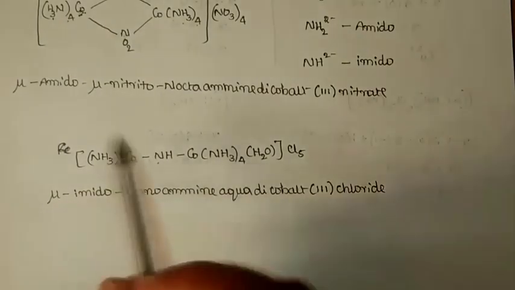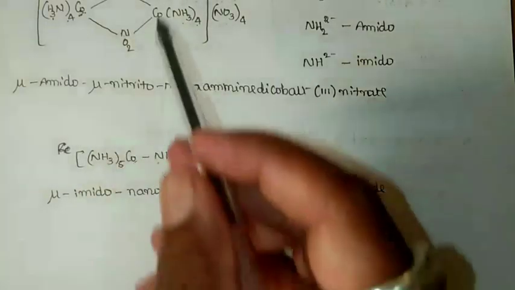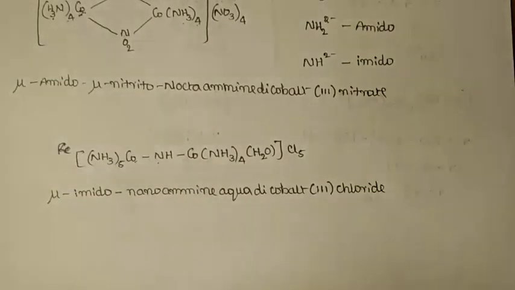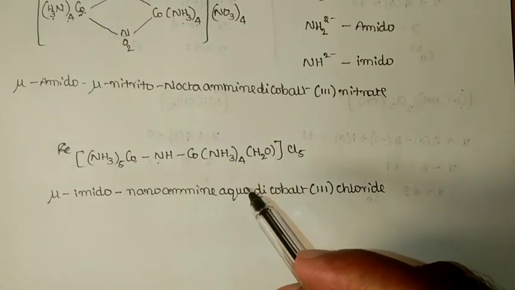So in this way we can give names for the complex compounds consisting of normal ligands as well as bridged ligands. And that's about the nomenclature of mononuclear coordination compounds.